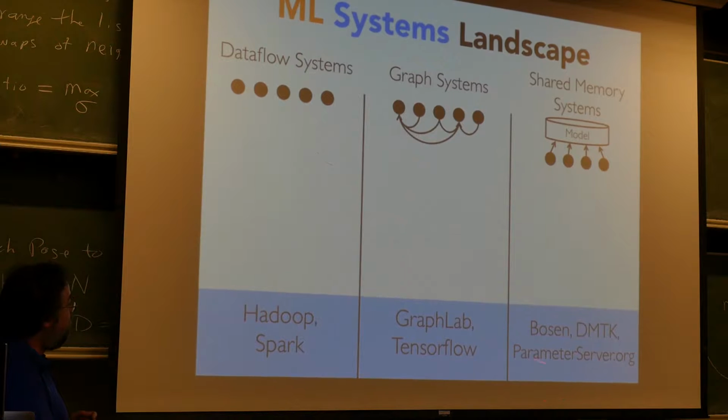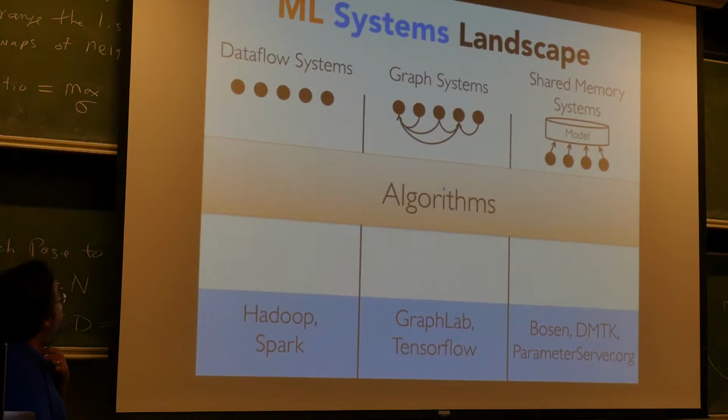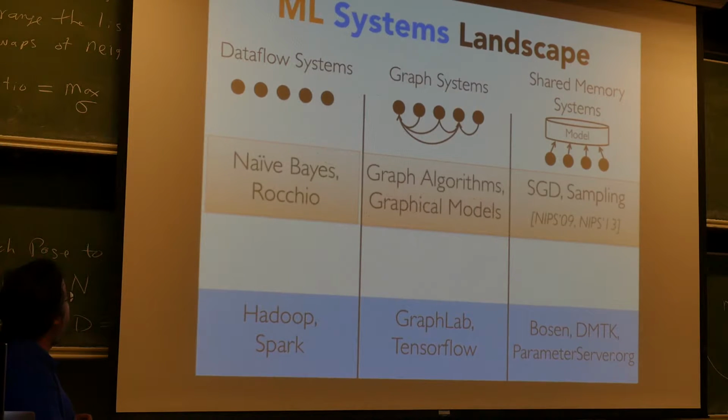This third abstraction we're going to be talking about today is parameter servers. And there are several variants of the parameter server. The one you are going to be using is Bosen, the latest Petuum variant. The algorithms that are suited to these things vary. Naive Bayes and Rocchio are easy things to put on Hadoop.